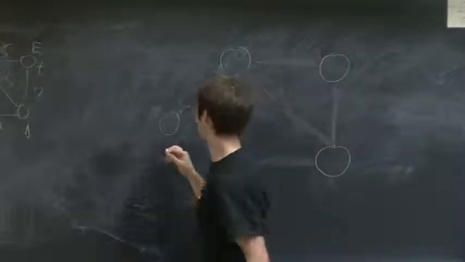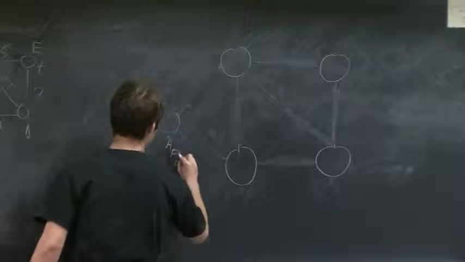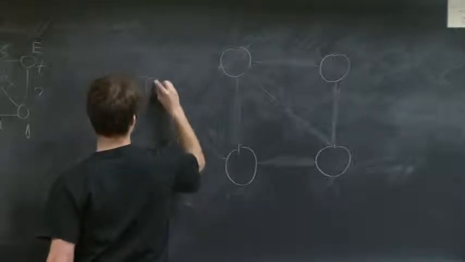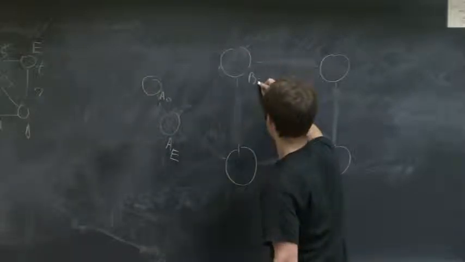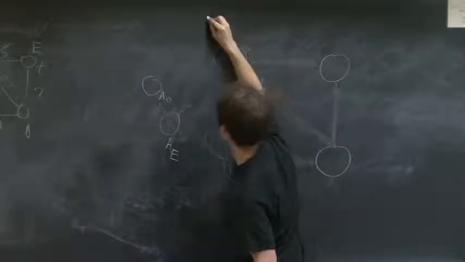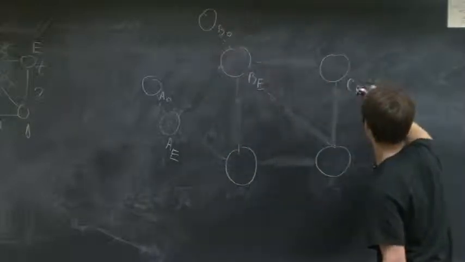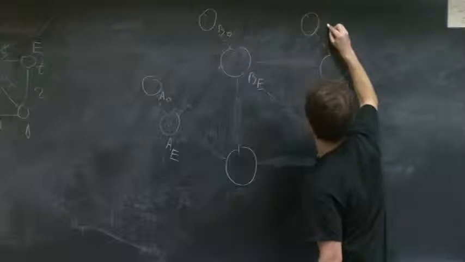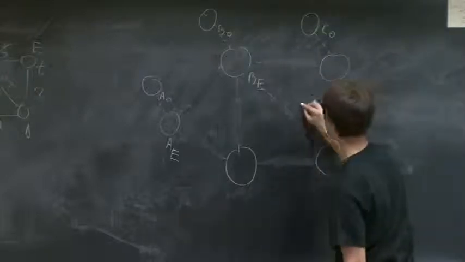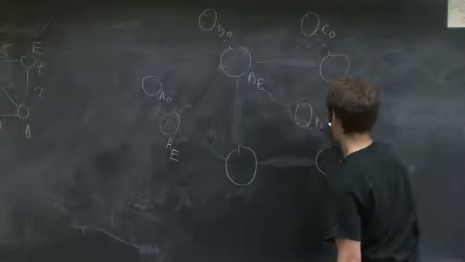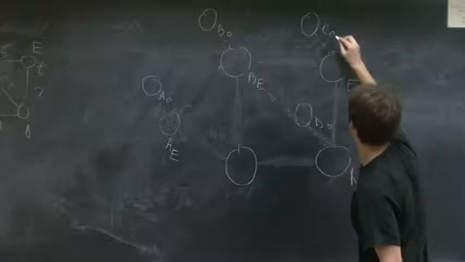So instead of having a node A, I'm going to have a node A even, and I'm going to have a copy A odd. B even, I'm going to have a copy B odd. C even, copy it to C odd. D even, make a copy to D odd. Oh wait, this is E. Sorry, my bad.